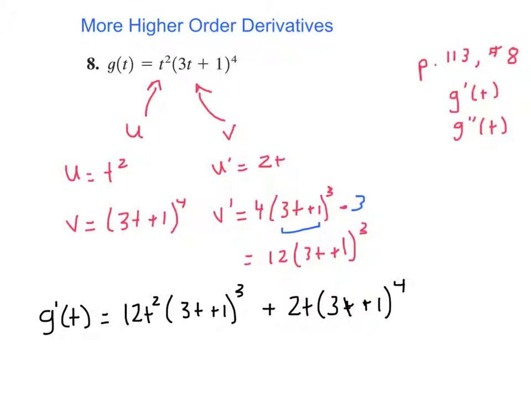Now you can see there are two pieces to this first derivative that are added together. Each of those in itself is a product. So when we move to do the second derivative, we're actually going to have to do this product rule that we just followed through on twice, once for each part. And that'll be on the next slide.